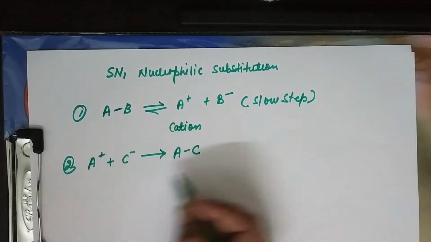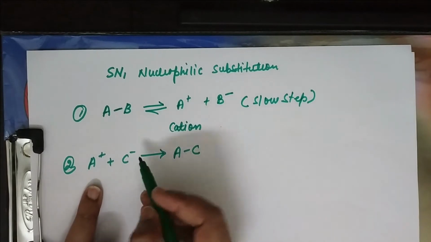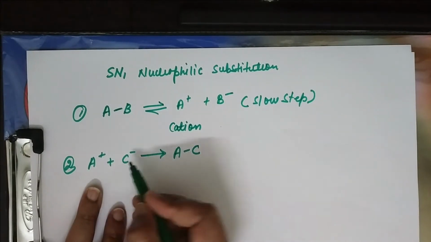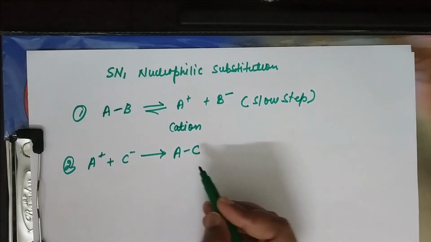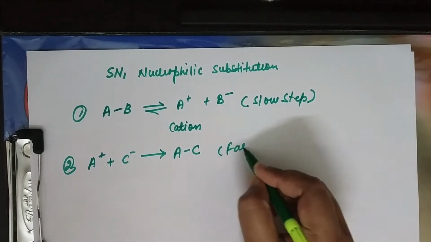Second step. So here you can see in the second step, this is the nucleophile and this is the cation. They will form AC, the new compound, and this is the faster step.